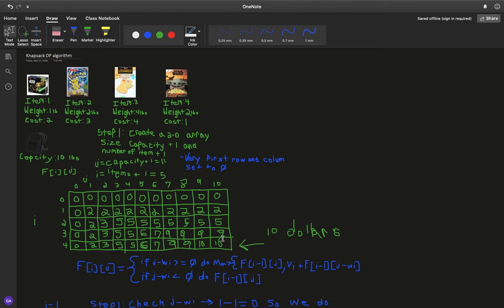So now we're done. We exit out of the inner loop, and the outer loop we exit out too because we only have 4 items. So the outcome would be this last one. It'd be $10. $10 would be the max amount of money that you would spend without exceeding the capacity.